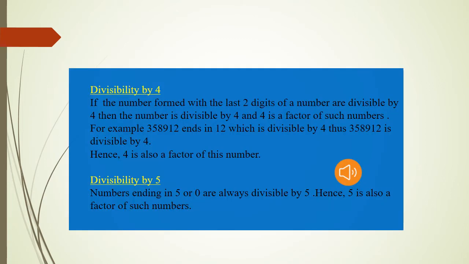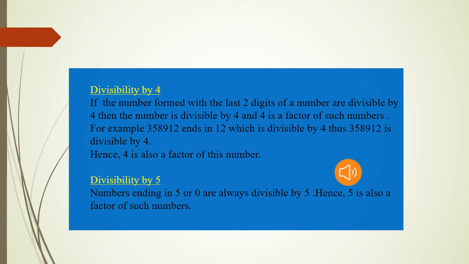Let's see the divisibility by 4. If the number formed with the last two digits of a number is divisible by 4, then the number is divisible by 4 and 4 is a factor of such numbers. For example, 358912 ends in 12, which is divisible by 4. Thus, 358912 is divisible by 4. Hence, 4 is also a factor of this number.